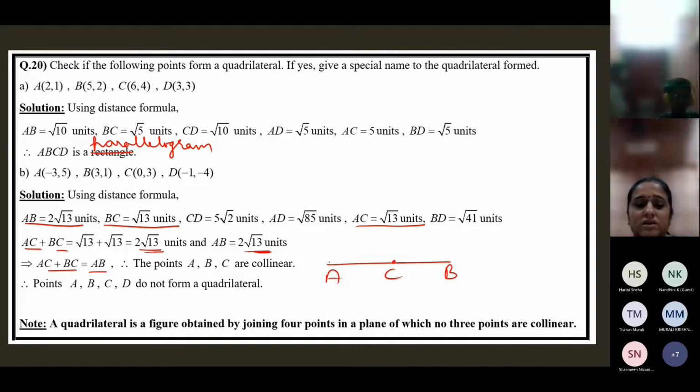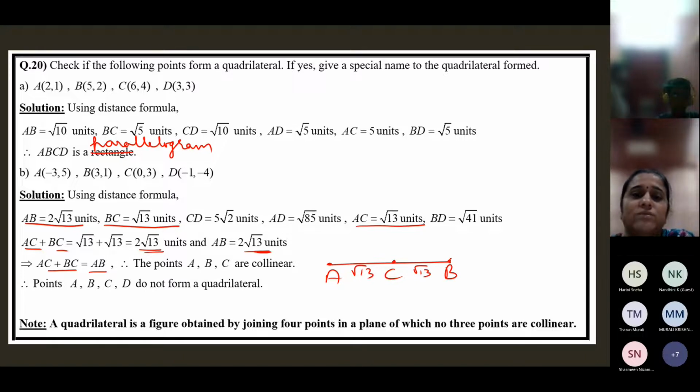So the points are like this. AC is root 13. BC is also root 13. So AB is 2 root 13. So that means the points A, C and B are collinear.